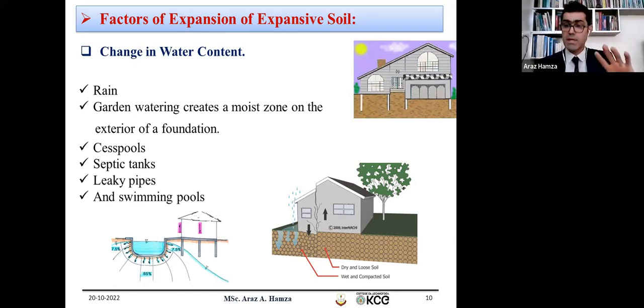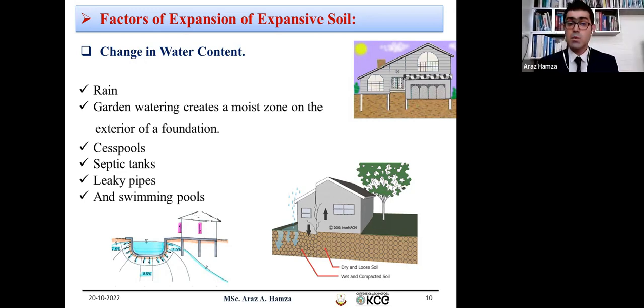The first one is rain, that's out of our control. We just need to think about it. And the weather is important, and your country is important. If there's a full season, or if there's high temperature variation from the dry season to the wet season, that's a problem. This is one of the methods that change the water content inside the expansive soil.